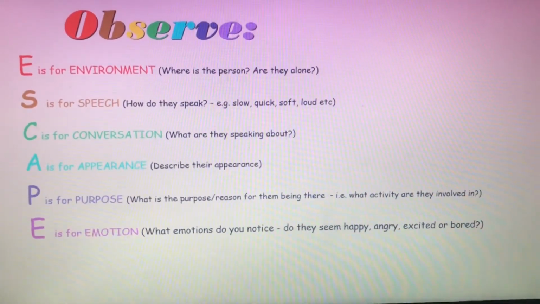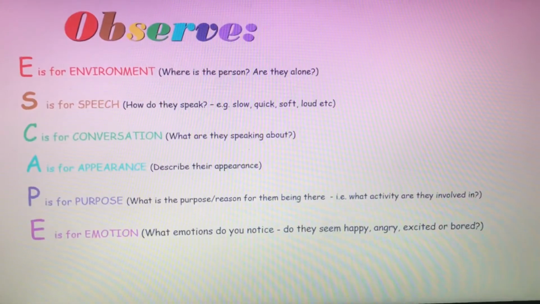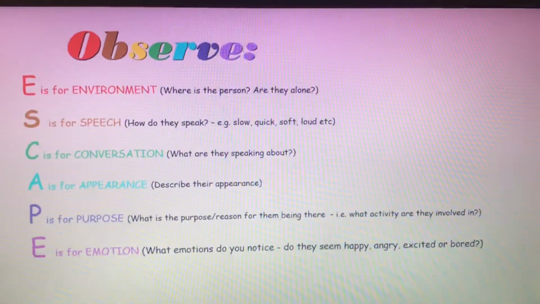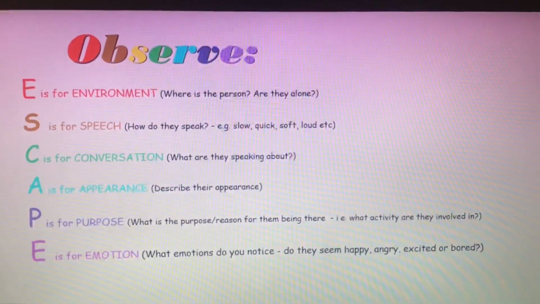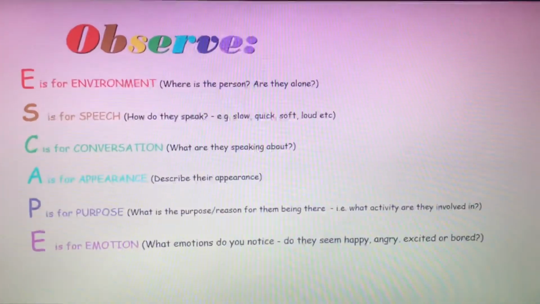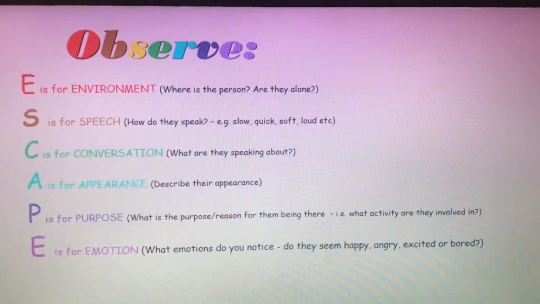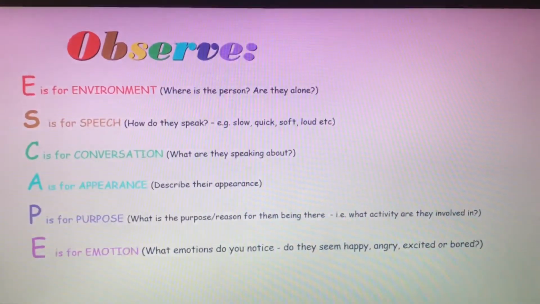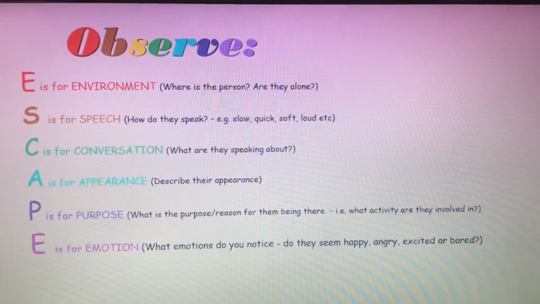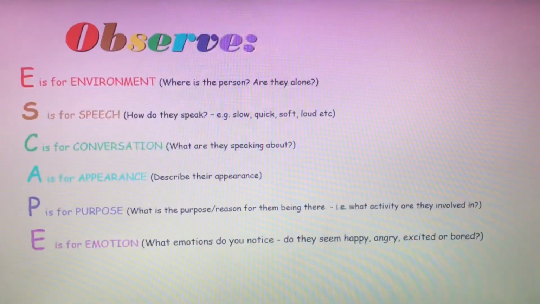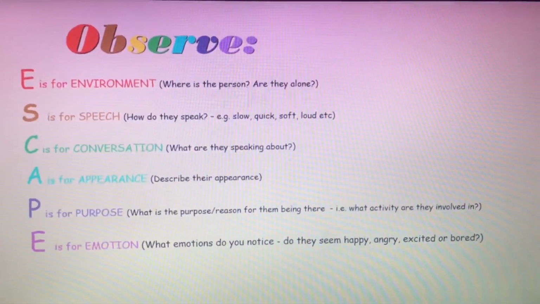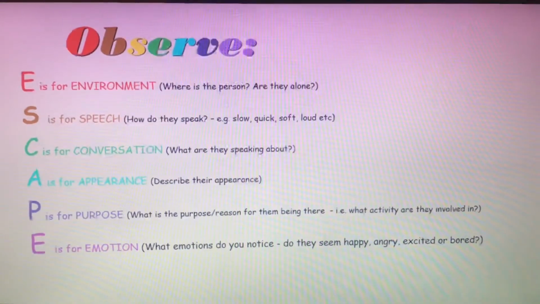Finally, our last letter is E again, but this time E is for emotion. So you don't want to go into this before we talked about the appearance of someone. The emotion, yes, we can tell from the appearance of someone's face perhaps a little bit about the emotions that they might be feeling. But this, you're really looking closely at the emotions. And you can read this from the expression on their face, or perhaps from their body language, or going back to their speech, and perhaps the topic of their conversation.